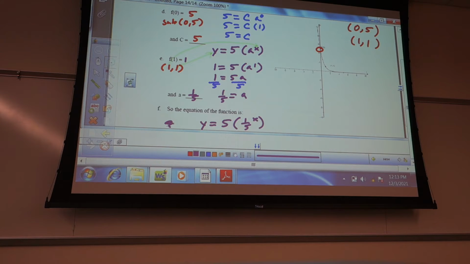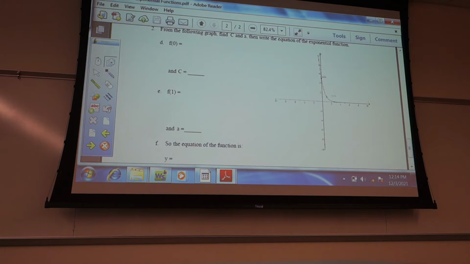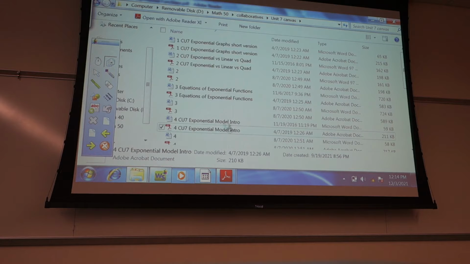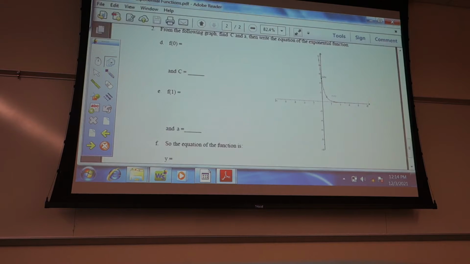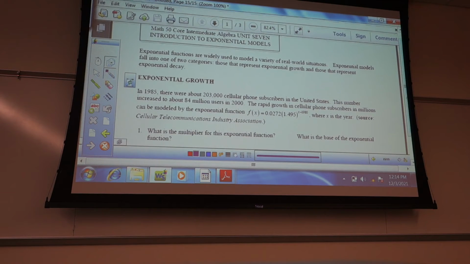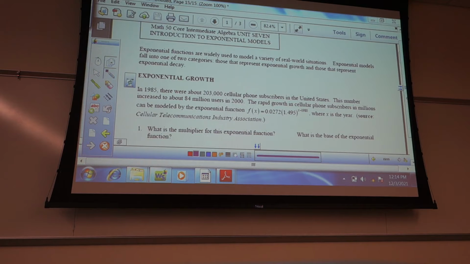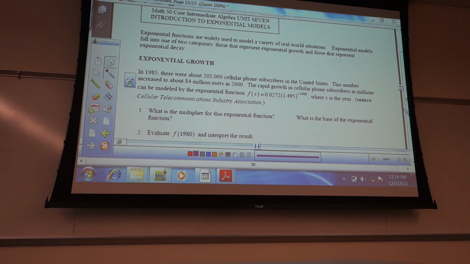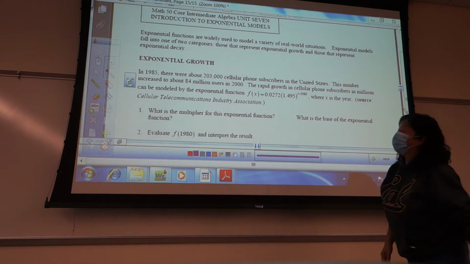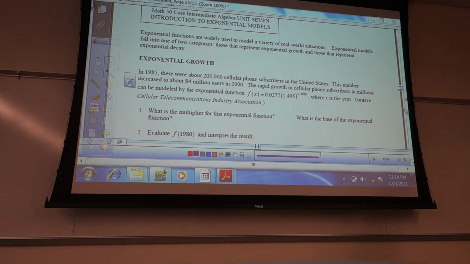All right. So now we're moving on to our next one, which is exponential model intro. Exponential functions.